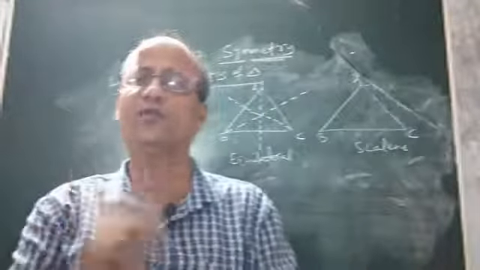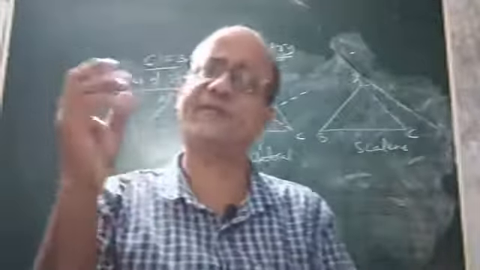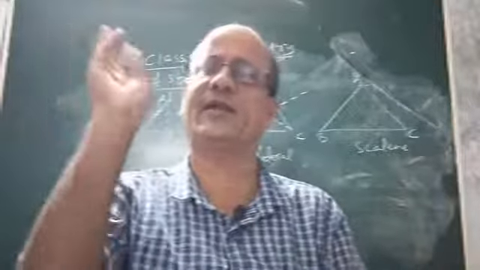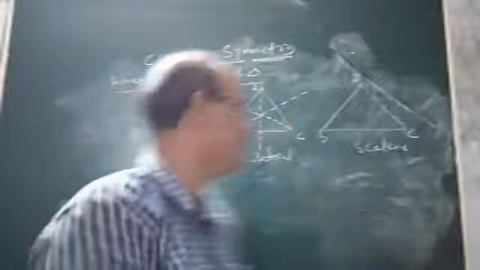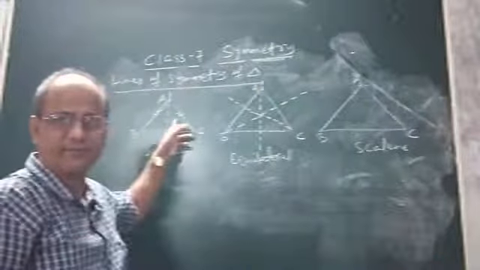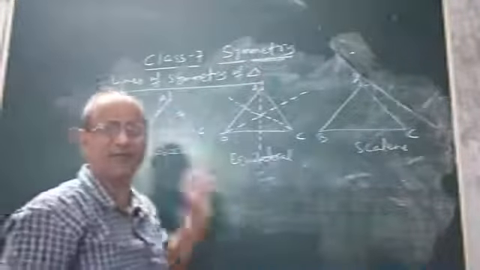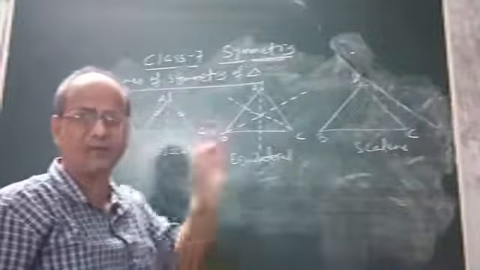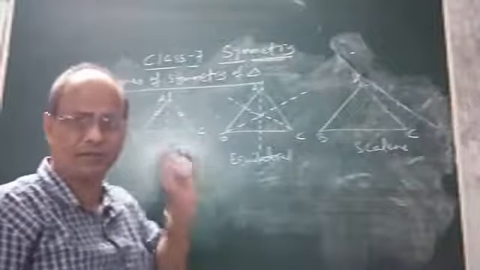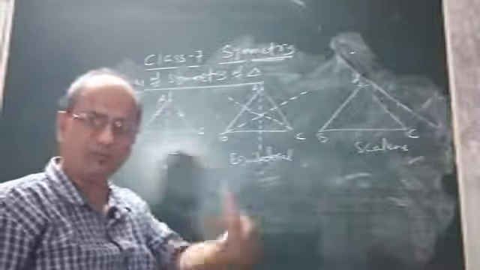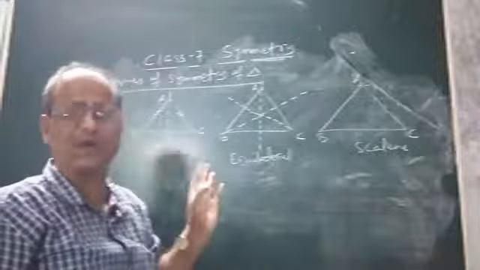As you know, children, triangles are of different types: scalene triangle, equilateral triangle, isosceles triangle. Now consider an isosceles triangle, suppose ABC. Let us find out whether it has line symmetry or not. And if it has line symmetry, then how many lines of symmetry does it have? Whether 1 or 2 or more than 1, infinite, or no lines of symmetry.